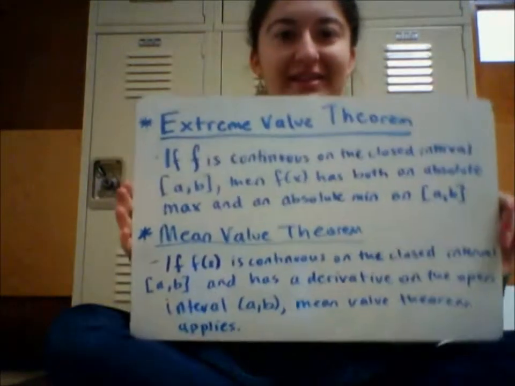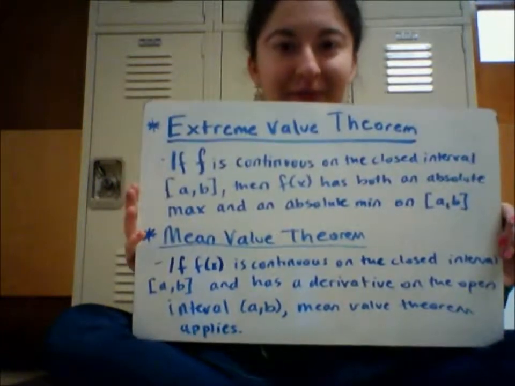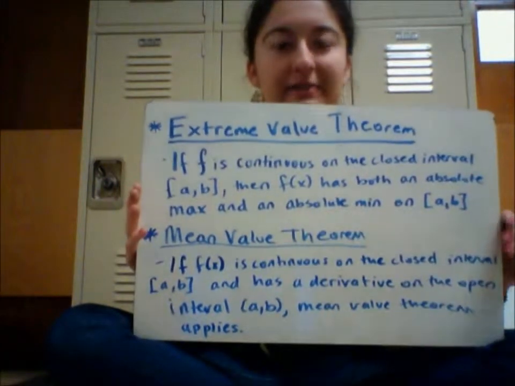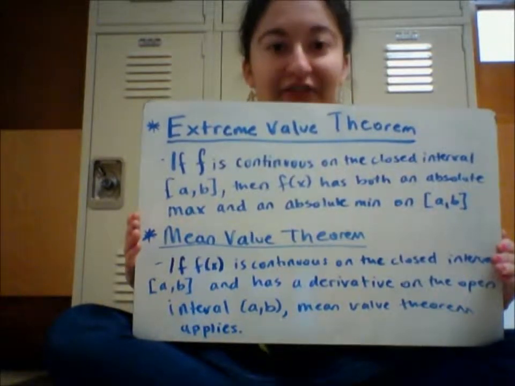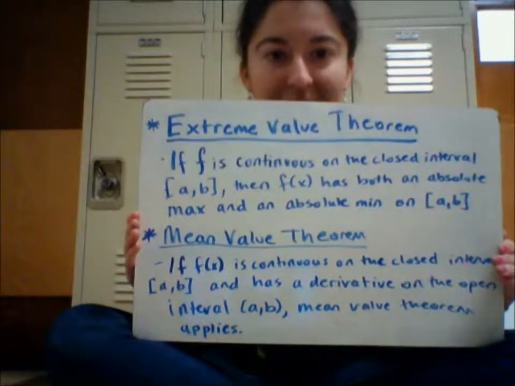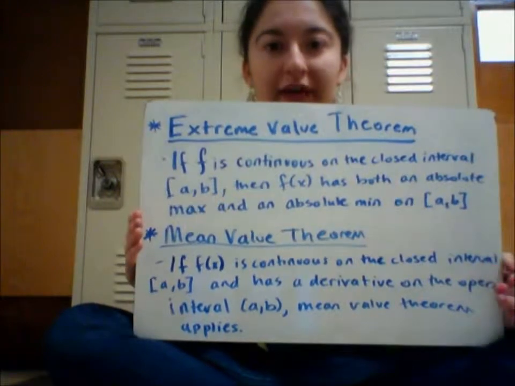I'm going to explain Extreme Value Theorem and Mean Value Theorem. Extreme Value Theorem explains if f is continuous on the closed interval [a, b], then f(x) has both an absolute max and an absolute min on [a, b].